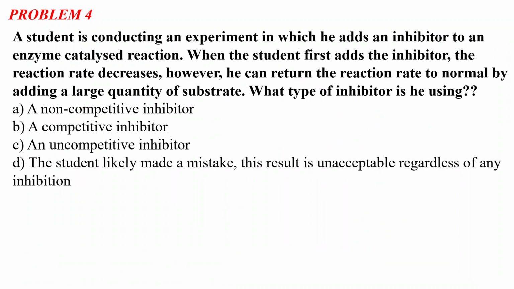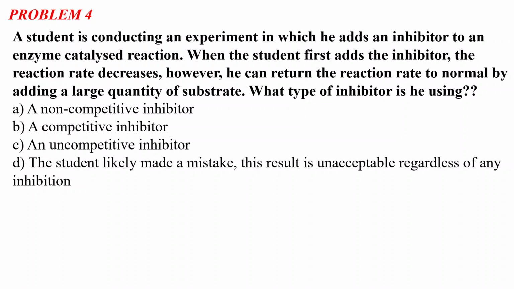Problem number 4 says that a student is conducting an experiment in which he adds an inhibitor to an enzyme catalyzed reaction. When the student first adds the inhibitor, the reaction rate decreases. However, he can return the reaction rate to normal by adding a large quantity of substrate. What type of inhibitor is he using? The options are as follows. Number A, a non-competitive inhibitor. Number B, a competitive inhibitor. Number C, an uncompetitive inhibitor. And number D, the student is likely making a mistake; the result is unacceptable regardless of any inhibition.